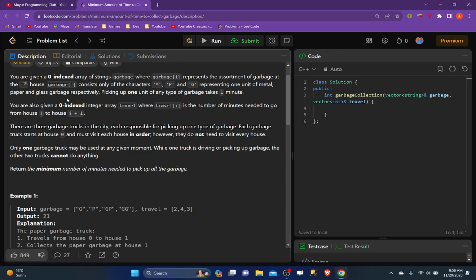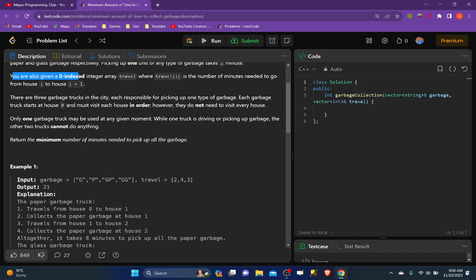Then it says that garbage consists of only three kinds of garbage: metal garbage, denoted by M, paper garbage, denoted by P, and glass garbage, denoted by Z. Picking each unit of garbage will take you 1 unit of time, or 1 minute.